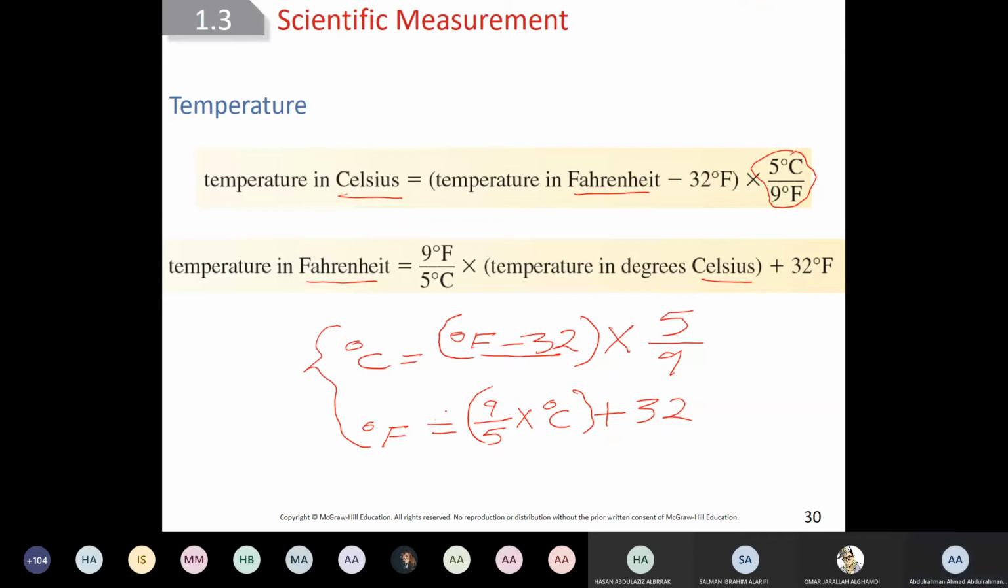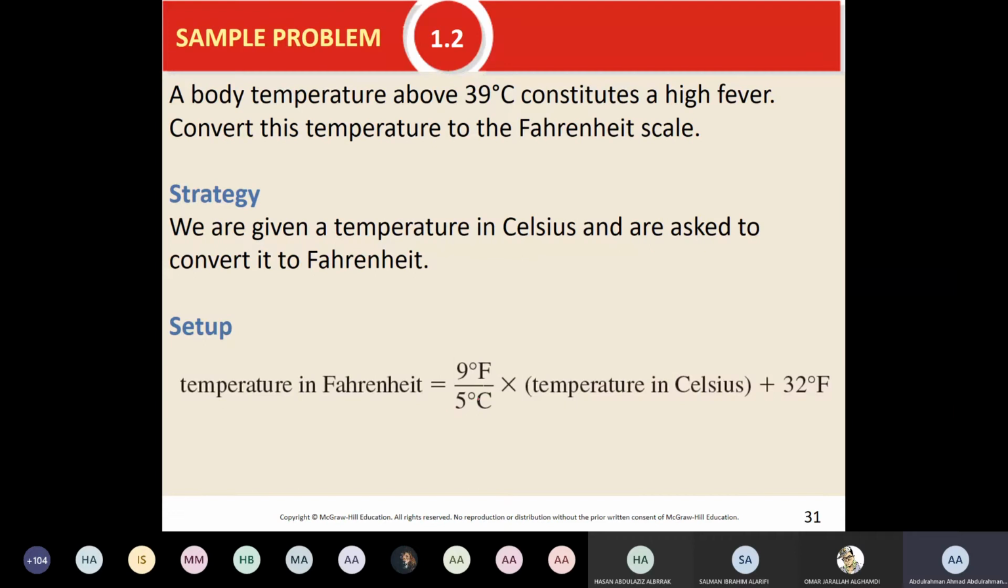Did you write them? Yes. Okay, good. Now solve this problem. The temperature of 39 is your body temperature when you are sick. That's 39 in degrees C. How can I change it to Fahrenheit? 9/5 times C, and then plus 32. Do it very quickly and give me the answer. 102.2.